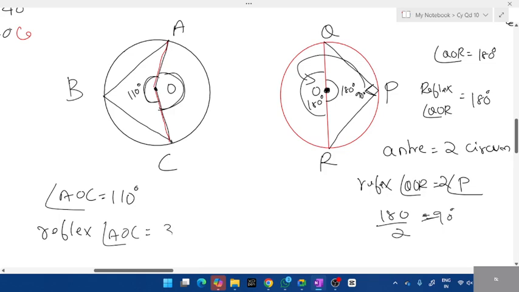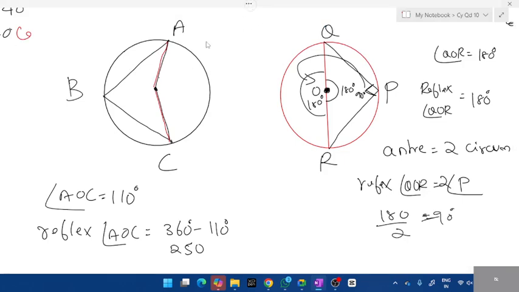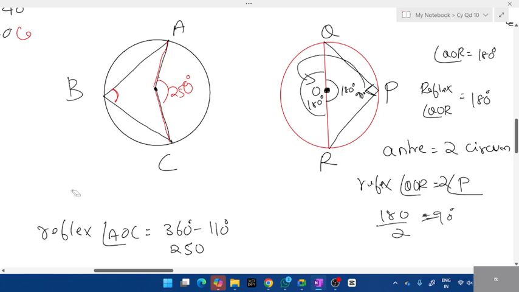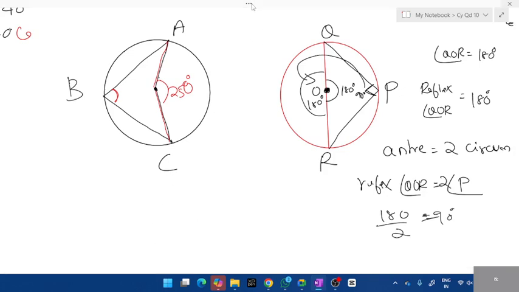What is reflex AOC? 360 minus 110. Yes, good. 250, right? 250. Okay, this is how we calculate 250. Look here. This will be 250 degrees. If this is 250, what about angle B? Angle B should be 125 degrees. Angle formed in the center is twice the angle formed on the circumference. Later, you all can write the statement. First, always use the reverse way. Find all the angles. Later, write the options. So this one statement, 125 degrees.